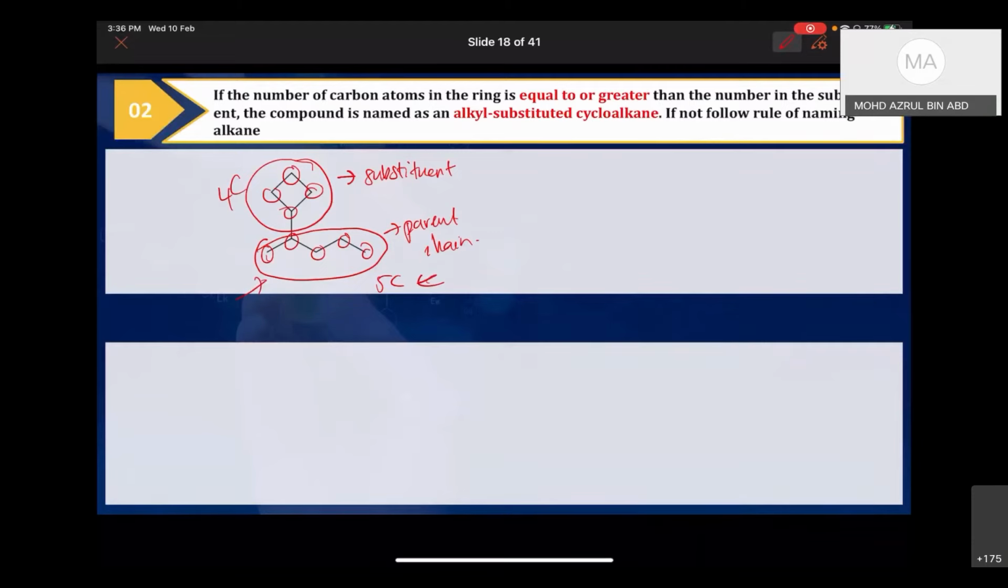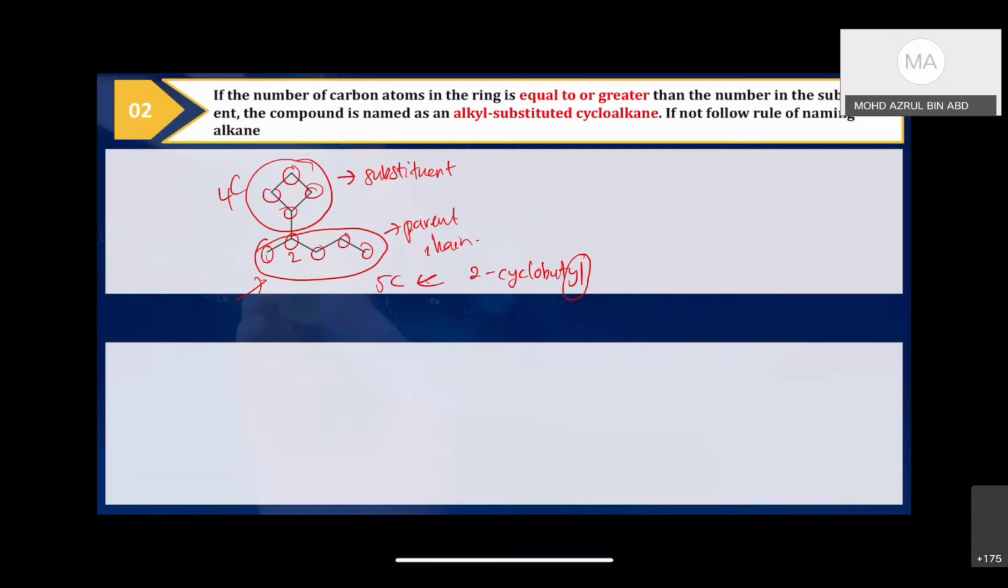Okay, as a substituent. That's why we can name this compound as, since it is attached at carbon number 2, 2-cyclobutyl. Okay, remember you need to put the -yl as a substituent because it becomes the substituent, and then 2-cyclobutylpentane. This is how to name the compound if you find one like this.